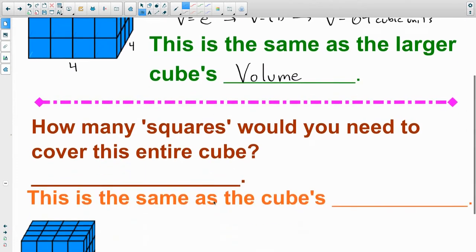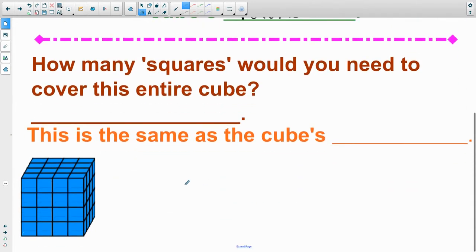All right, stage 2. How many squares would you need to cover this entire cube? This is the same as the cube's surface area. See if you can fill in the number and the word for these 2 questions. Go ahead, you could pause your screen. Okay, well, here we have a different story. Here, we need to figure out not the volume, but the surface area.